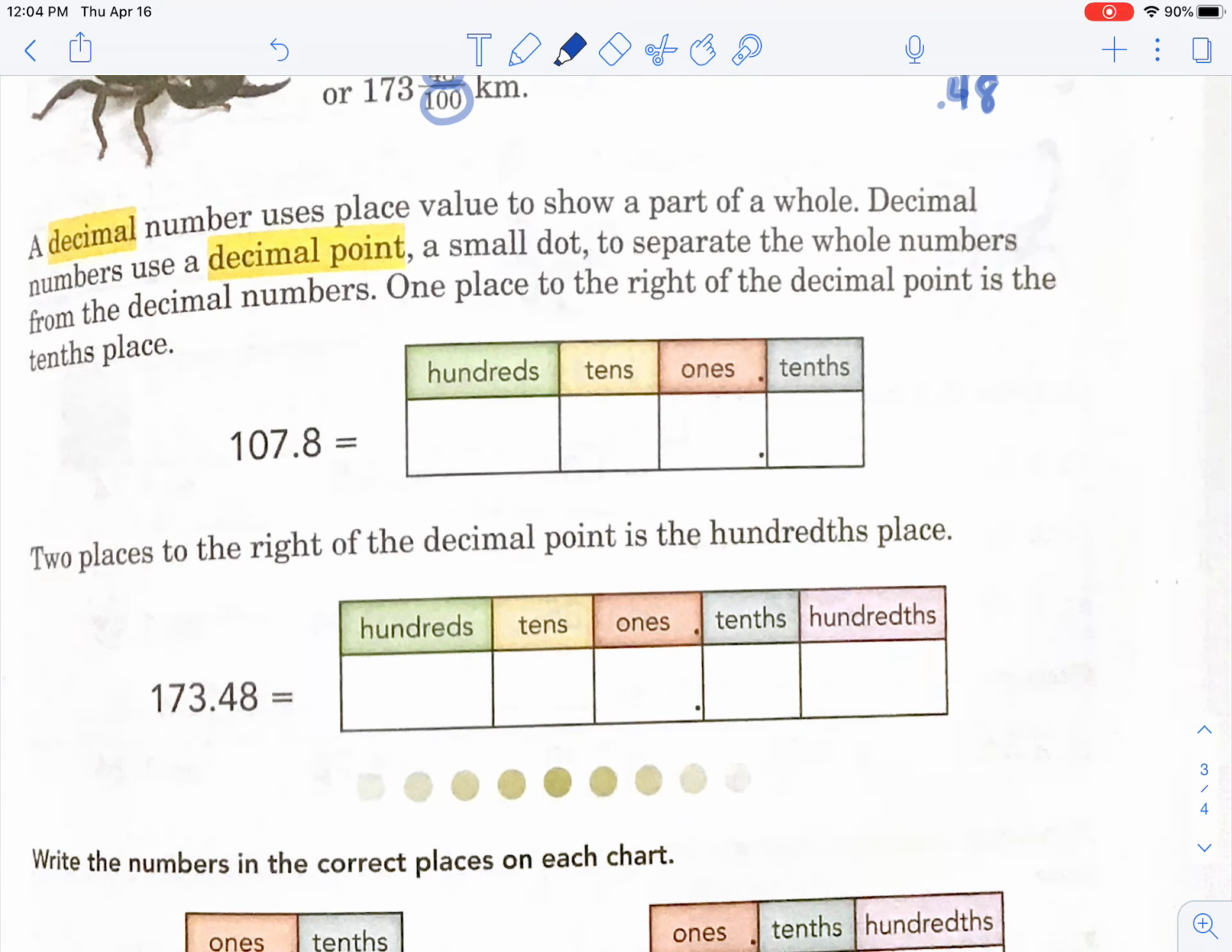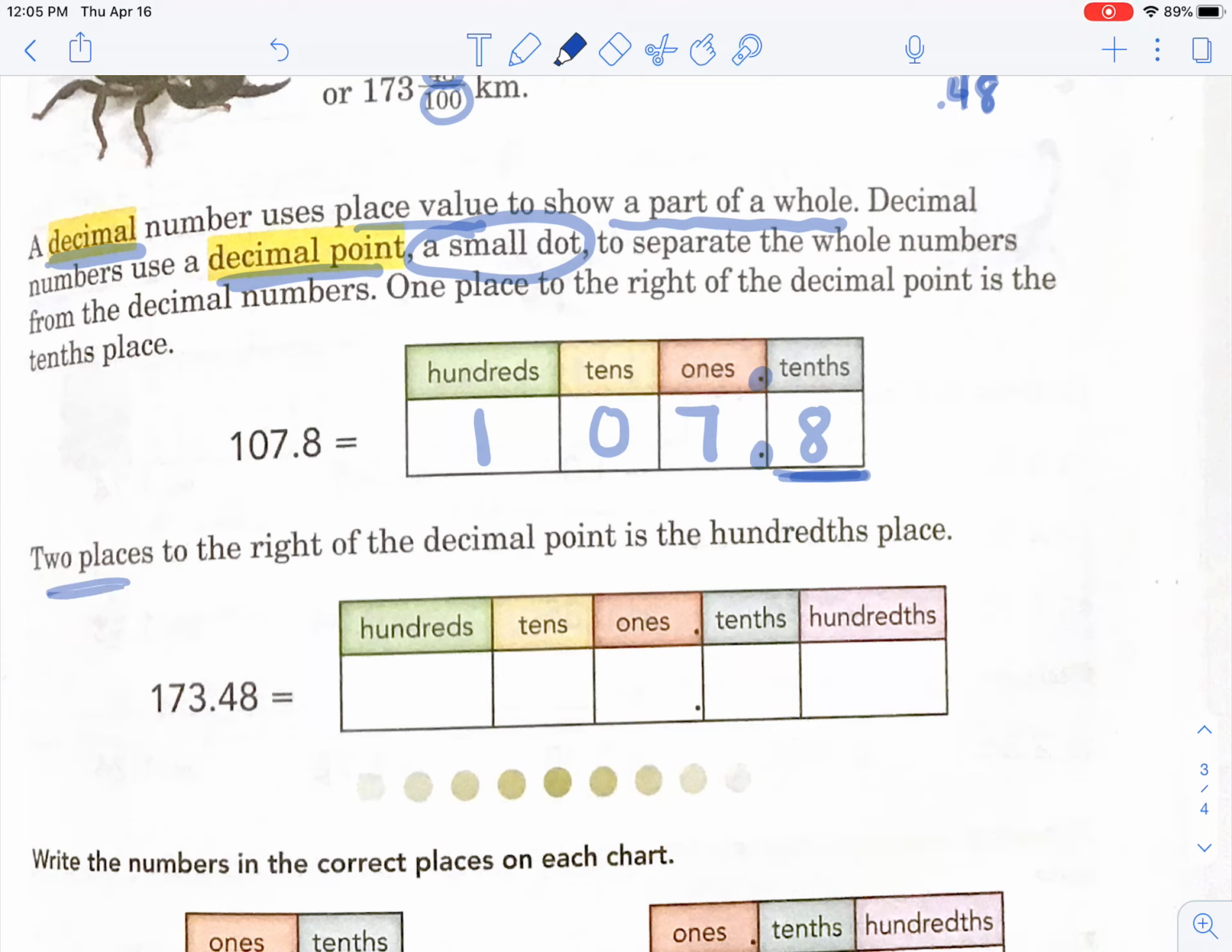Let's keep reading. A decimal, say that with me, a decimal number uses place value to show a part of a whole. Decimal numbers use a decimal point, a small dot, to separate the whole numbers from the decimal number. Do you see it right here? One place to the right of the decimal is the tenths place. So this is like the dimes place. So 107 and 8 tenths. That's like 8 dimes.